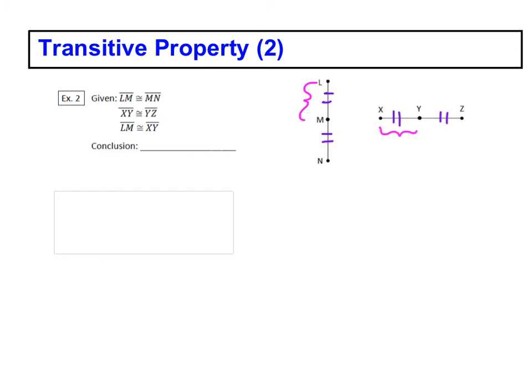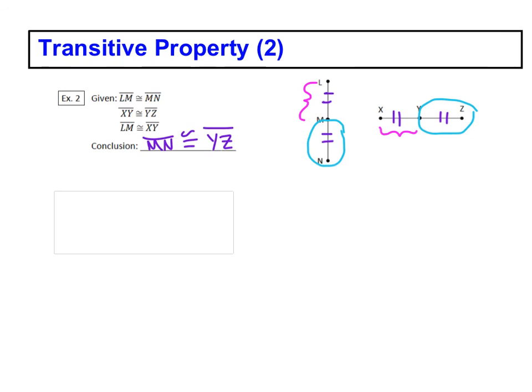Our conclusion that we can make is that MN is congruent to YZ. So what we were able to conclude, here's MN is congruent to YZ. That's nothing that was given to us over here.